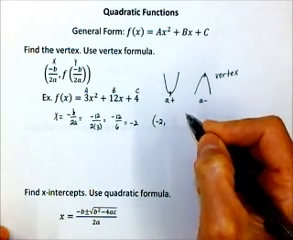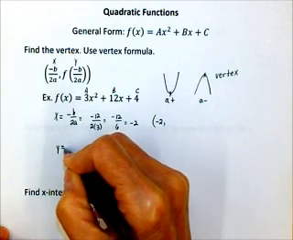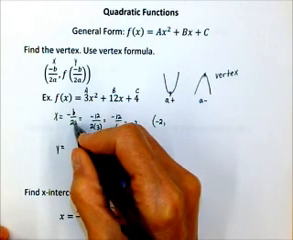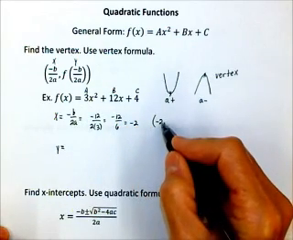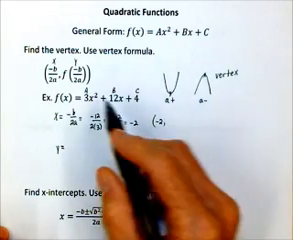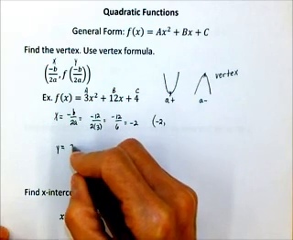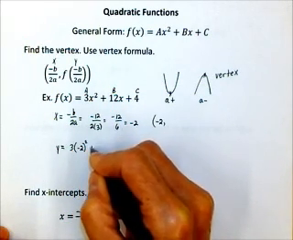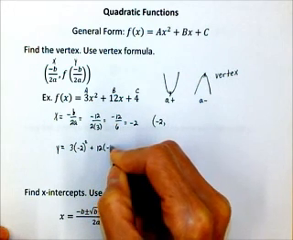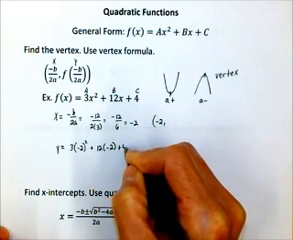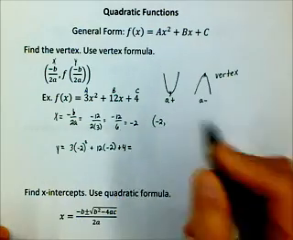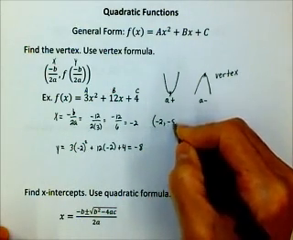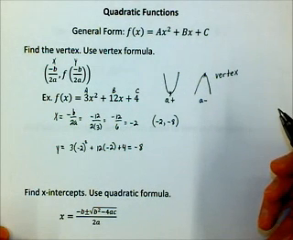To find the y value, we have to evaluate the function at the value that we found for x. In other words, we have to replace all of our x's with negative 2 in our function. So we have 3 times negative 2 squared plus 12 times negative 2 plus 4. And if you simplify that, that equals negative 8. So our vertex is at negative 2, negative 8.